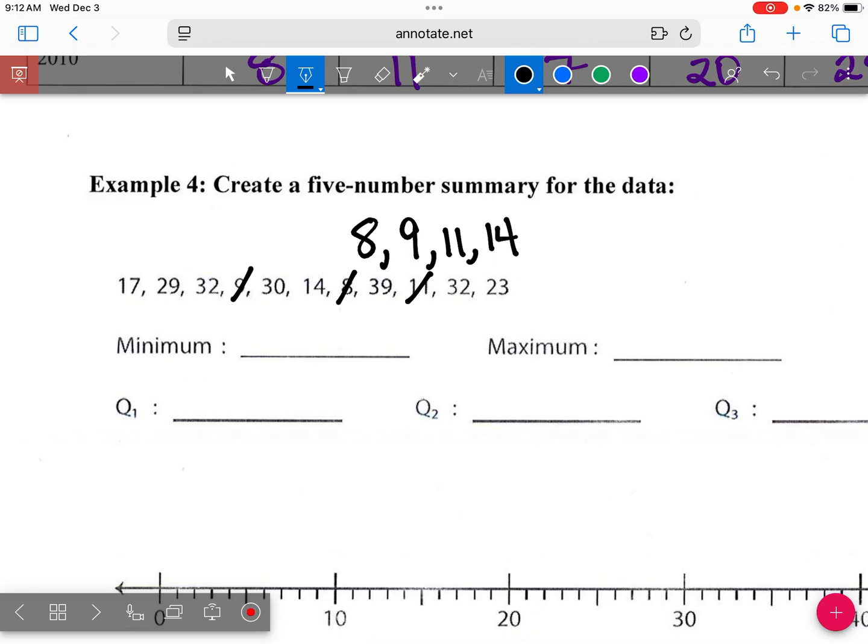14. All right, after 14, 17. After 17, we don't have any 20s. Oh, we got a 29. Oh, I missed the number. Thank you. 23. Then 29. And then after 29, 30. And then we got 2 32s, so we got to write that twice.